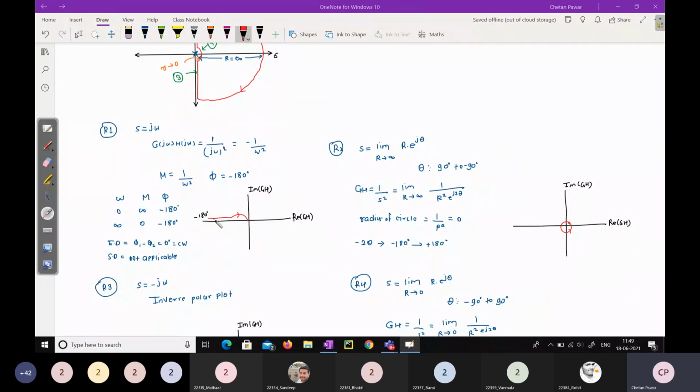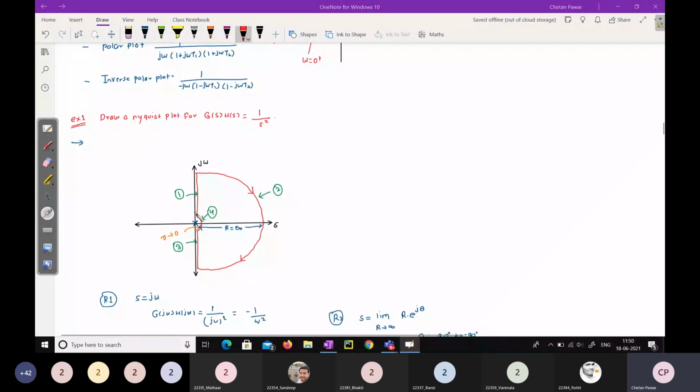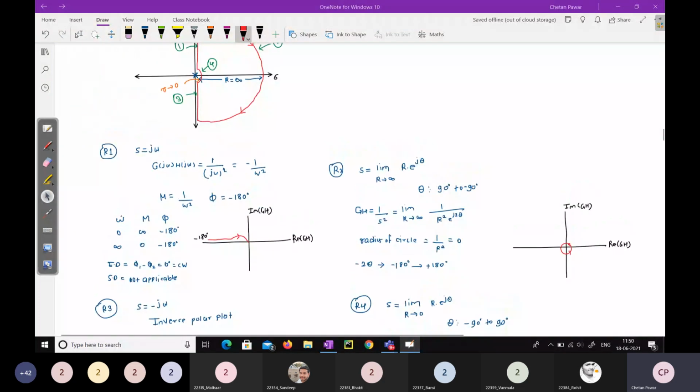Now, at omega is equal to infinity, magnitude is 0, but angle is minus 180. So here I will start like this, and I'll just approximate like this. So at this point, magnitude will be 0 and angle will be minus 180 degree. So this will be the polar plot for the open loop transfer function. So that is the first region mapping, right? The first task is completed. Let us see the second region mapping.